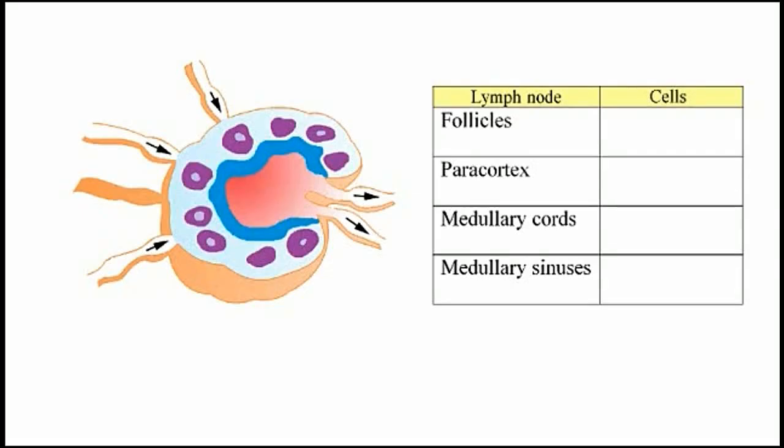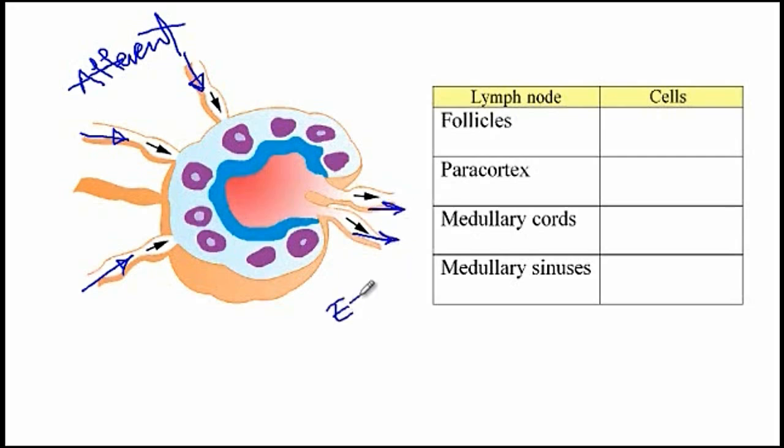For this question, I will go over the histology of the lymph node and explain the type of immune cells that is present in each region of the lymph node. So if you notice here, there are multiple afferent lymphatic vessels going into each lymph node, versus there is usually one or two efferent lymphatic vessels coming out.